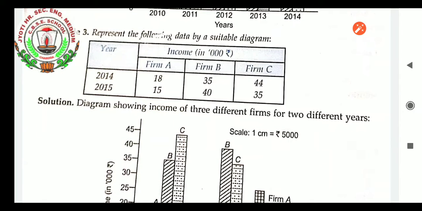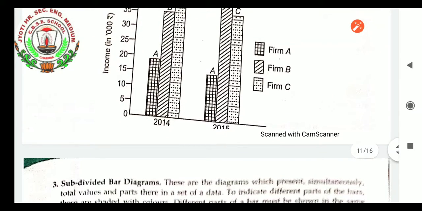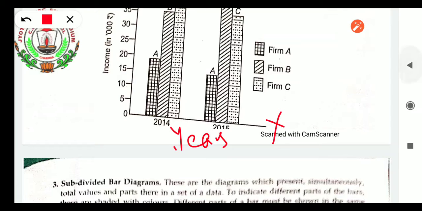Represent the following data by a suitable diagram. Years 2014 and 15, income. Here again is one more example. The years will be on the downside. Here I am adding the years on the X-axis, and on the Y-axis, this line, income is shown. You can show income for 2014 and 15.